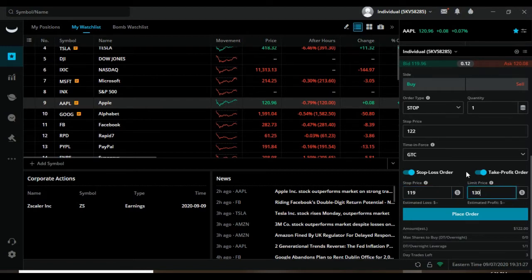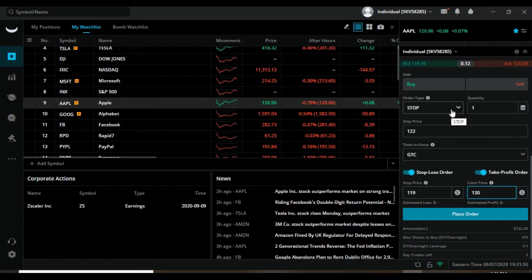So what this order means is that you want to enter a trade when it gets to 122 automatically. So boom, you're in at 122. Okay, your stop loss is at 119. So if it goes down, once you get filled at 122, below 119, it automatically sells. And if it goes up to 130, it will automatically sell as well for a profit. So that's how that works.